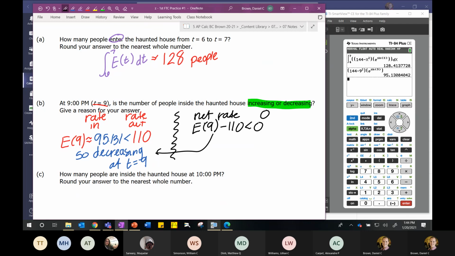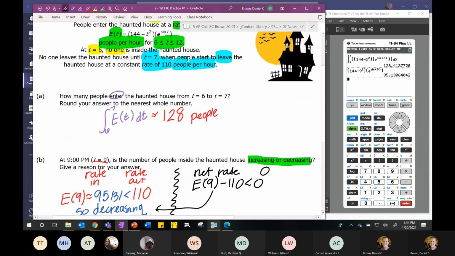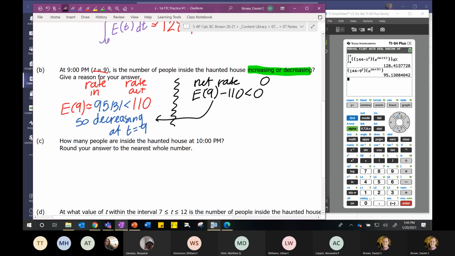Part C is the type of problem where we would want to use an initial condition if we have one. I know the initial condition for this one, it does say that at t equals 6, no one is in the haunted house. I'm going to write it down just to remind ourselves that if it was a different number, we would want to include it. So we have 0 people in the haunted house originally. At 6 o'clock, the haunted house opens up. We want to know what's happening up until 10, and I want to integrate E of t dt.